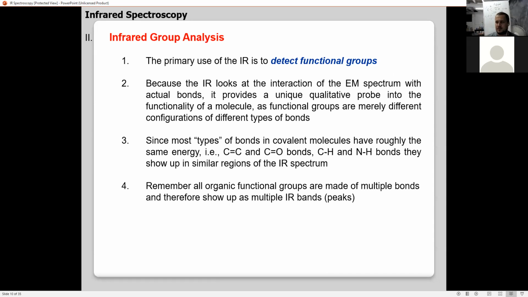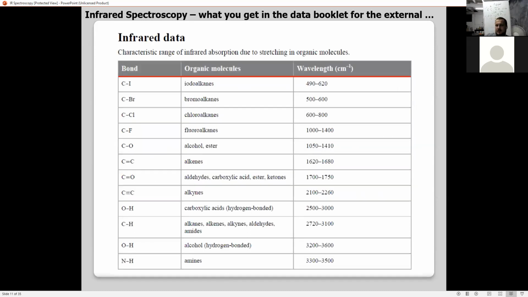All of our functional groups have more than one bond. So we can use this pattern that we see to tell what is what. So these are the numbers you have in your data booklet. That doesn't make any sense unless you know what it's supposed to look like.